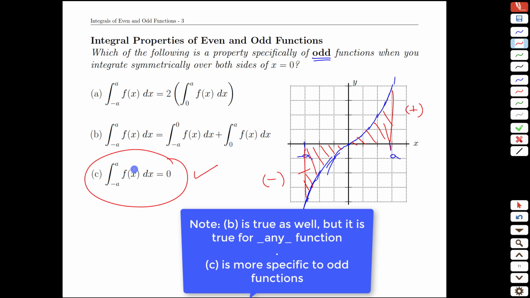And that's going to be a general property for any odd function as long as you're integrating from some negative value to some positive value that's equal, then the total integral value will be 0 because you're going to get perfect cancellation of positive and negative terms.